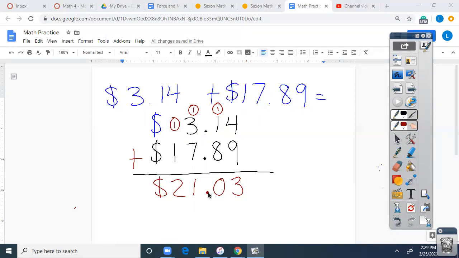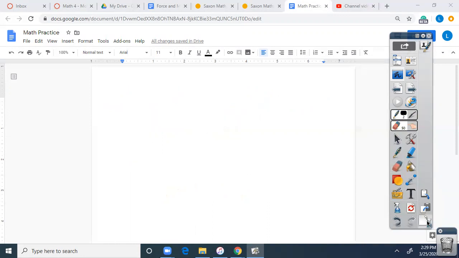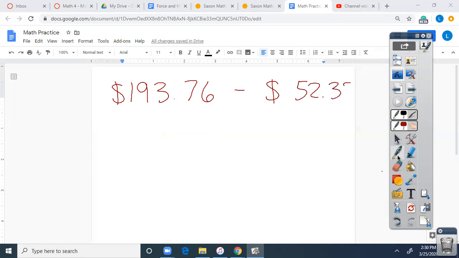All right, we're just going to do one more problem. We'll do a subtraction problem. Let's do a big number. Let's do $193.76 minus $52.38. All right.